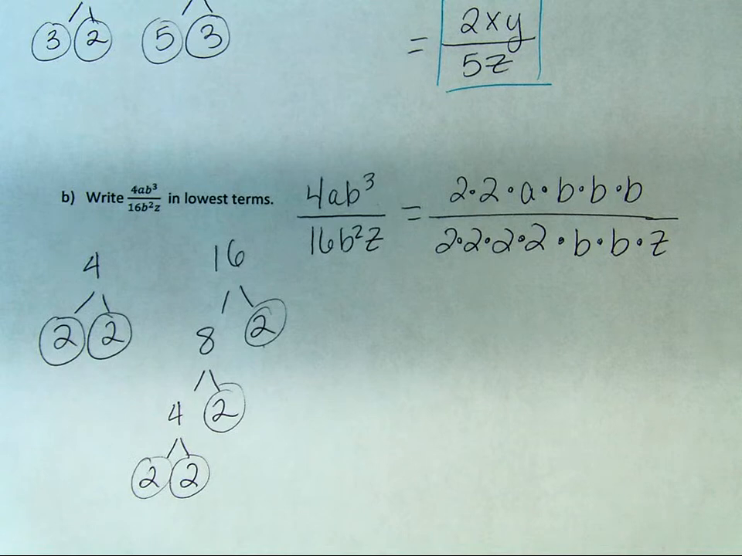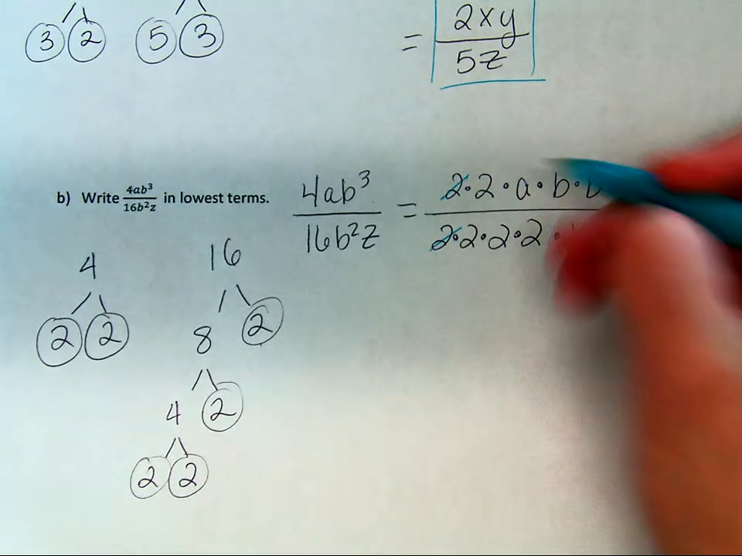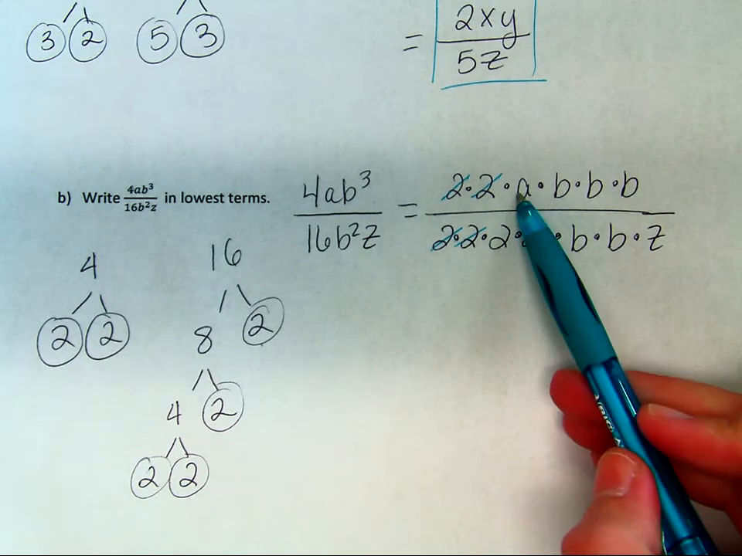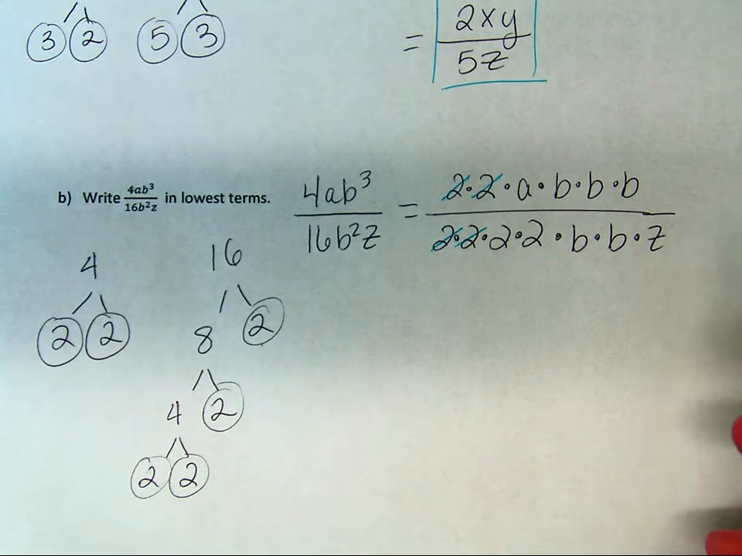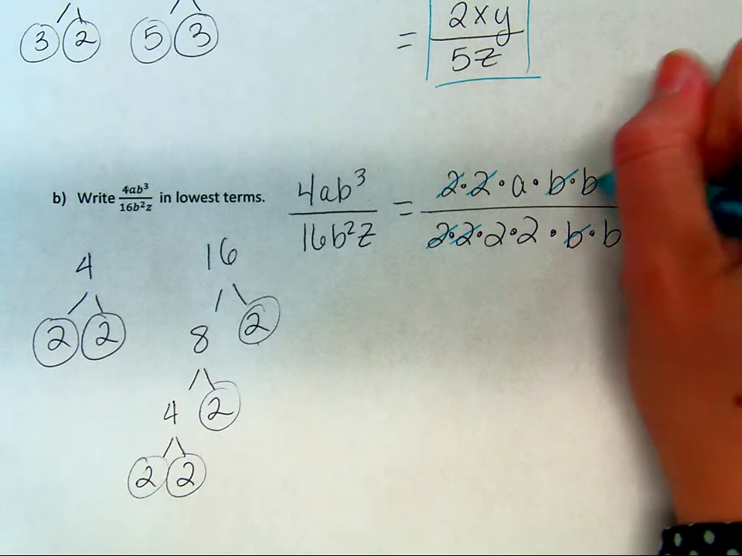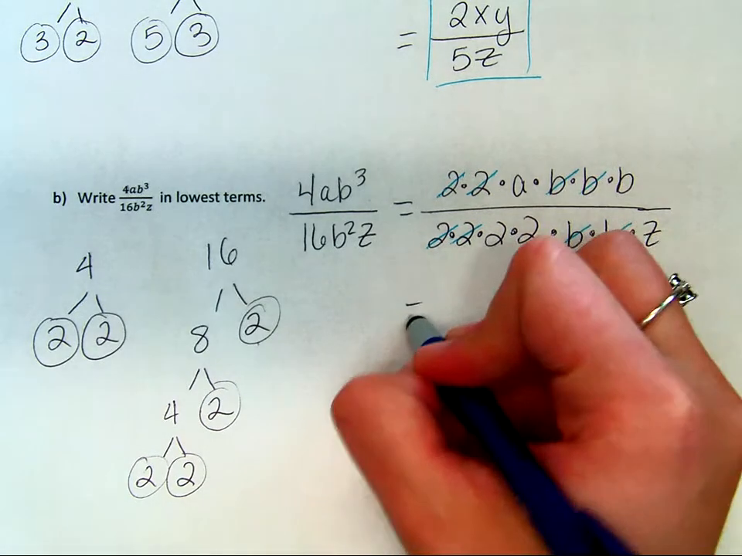And I'm going to cross out anything that's common in the numerator and denominator. So 2 and 2, cancel those out. 2 and 2, cancel those out. There's an a in the top but not in the bottom, so that I leave alone. There I see a b in the top and the bottom, another b in the top and the bottom, and nothing else cancels out. So I multiply what's left.